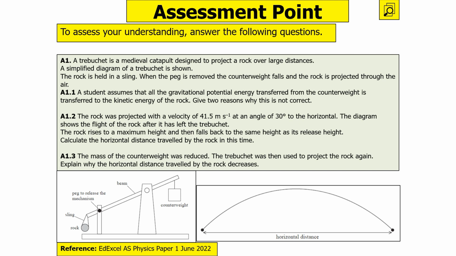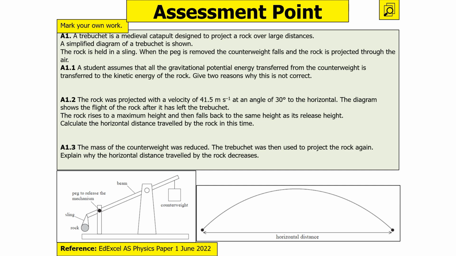The rock was projected with a velocity of 41.5 meters per second at an angle of 30 degrees to the horizontal. The diagram shows the flight of the rock after it has left the trebuchet. The rock rises to a maximum height and then falls back to the same height as its release height. Calculate the horizontal distance travelled by the rock in this time. The mass of the counterweight was reduced. The trebuchet was then used to project the rock again. Explain why the horizontal distance travelled by the rock decreases. So pause the video now, then unpause the video when you want to go through your answer.